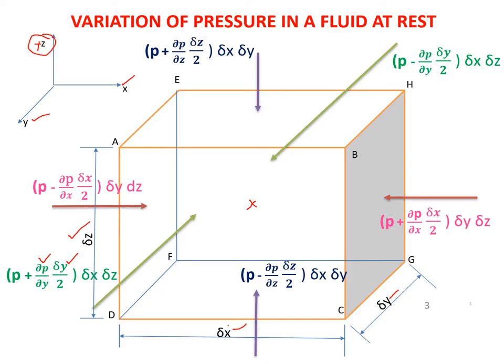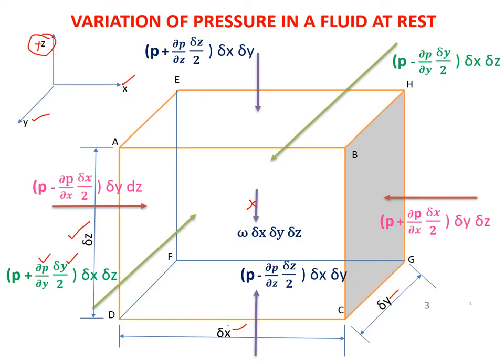Apart from this, we also have what is known as the weight of the element. Here, let omega be the specific weight of the fluid element. Specific weight is weight by volume, so weight is specific weight into volume. What is the volume of the fluid element? It is ΔX ΔY ΔZ. So the weight will be specific weight times ΔX ΔY ΔZ. Now the next step is to write the equations of equilibrium.